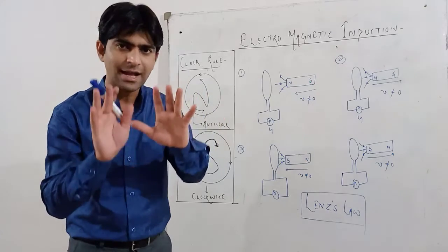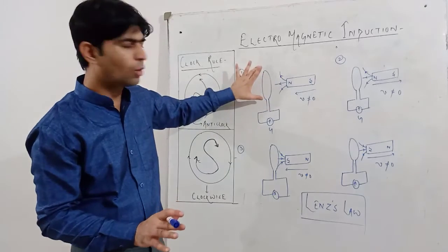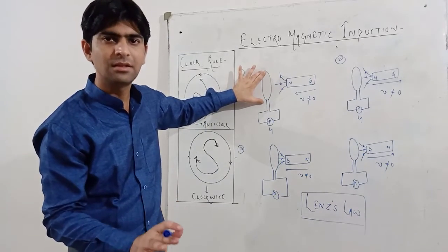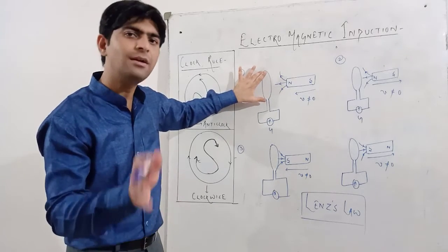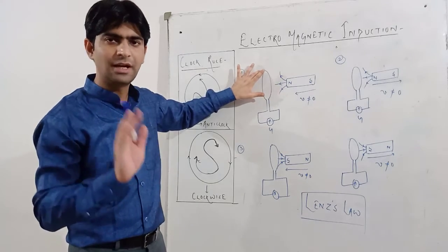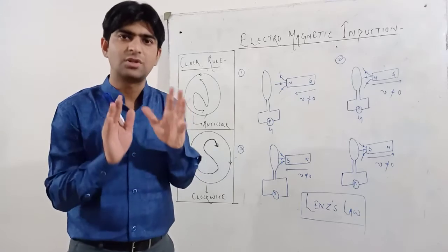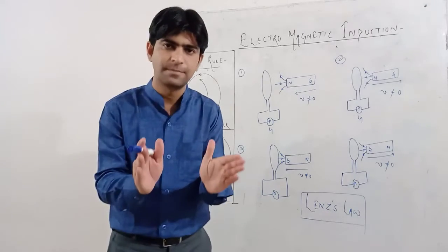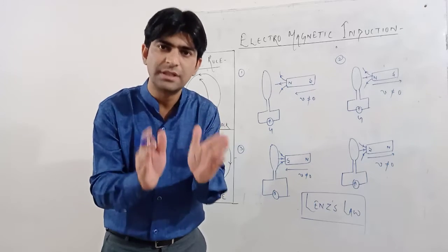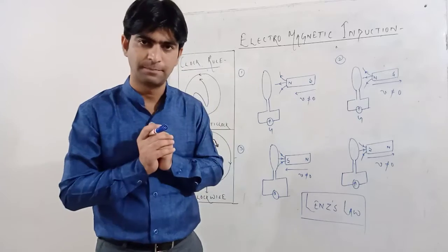So whenever the magnetic flux, that is the magnetic field lines linking with the coil or the conductor, changes, then an EMF and current are induced in the coil. And this phenomenon is called electromagnetic induction. Again, I am repeating: whenever the magnetic flux linking with the conductor changes, then an EMF and current are induced in the coil, and this phenomenon is called electromagnetic induction.